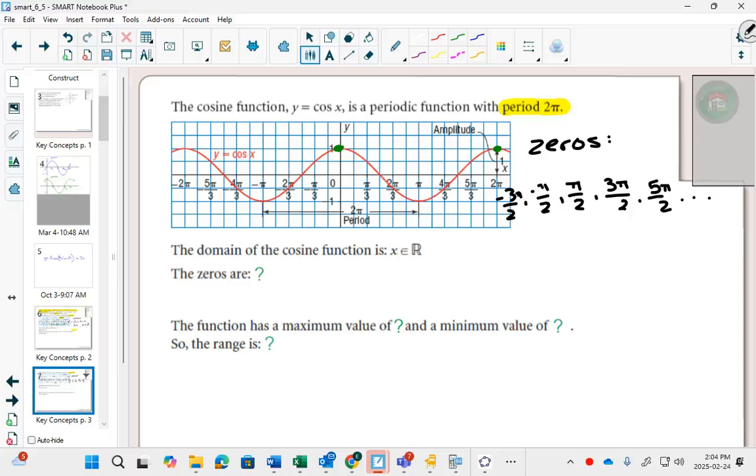Do you see a pattern? You see that's like an odd number times pi over 2? And the odd number can be positive or negative. So in words, plus or minus odd pi over 2. Okay, but this isn't mathematical. So I'm going to show you 2 ways that we can do this mathematically.